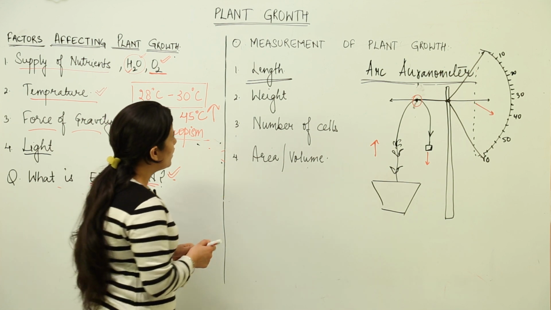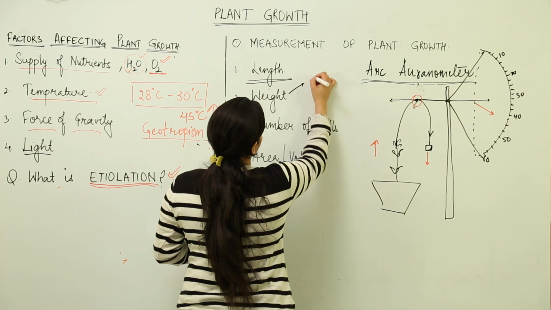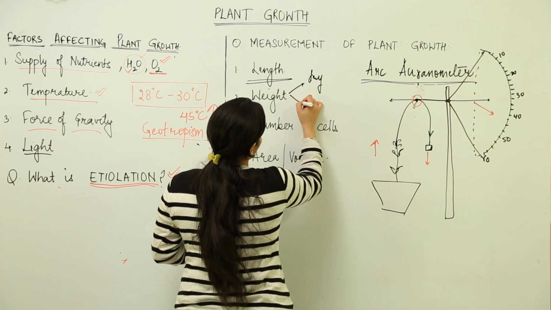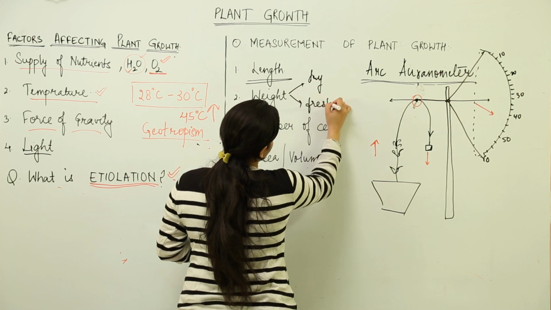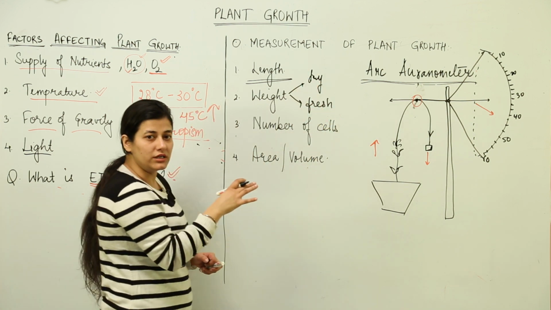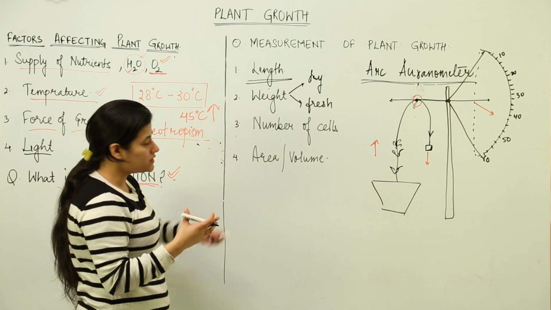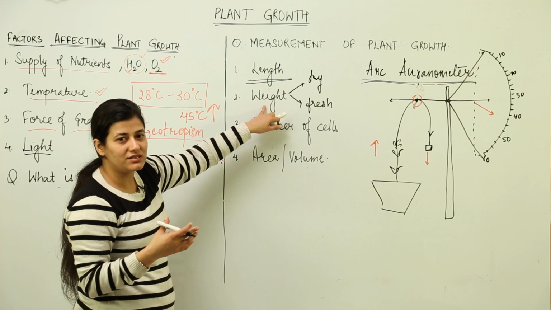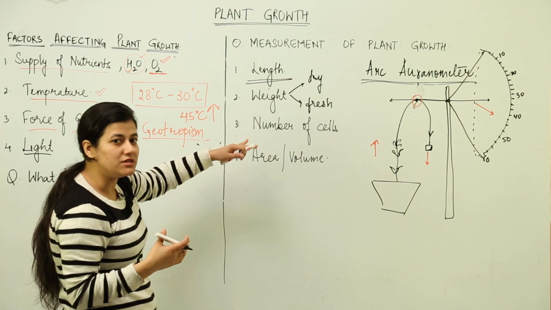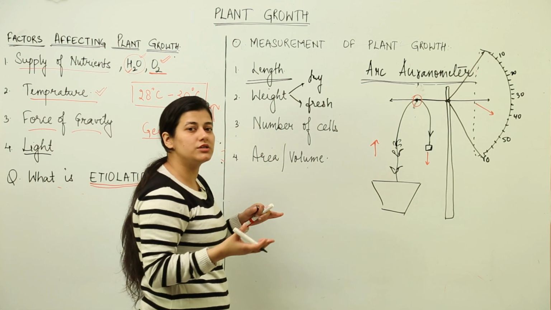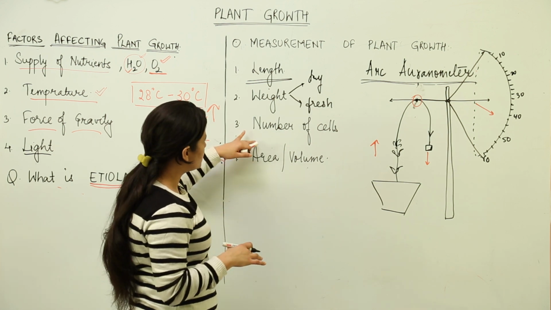Second is the weight, where we consider both dry weight or fresh weight of the plant for measuring the increase in growth. That means if the dry weight or the fresh weight has increased, the plant has shown growth, and it could be measured in terms of relative or absolute growth.